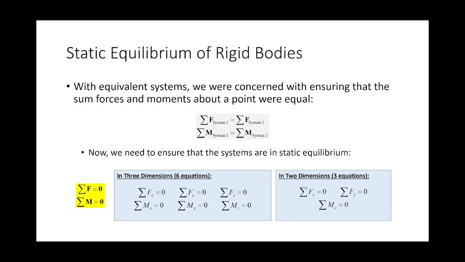So now I want to look at equilibrium. With equivalent systems, we were concerned with just those 2 systems being equal. Now I want to take it a step further, and look at this little box right here. For a given system, I want to set the sum of forces equal to 0, and I want to set the sum of moments equal to 0, okay?